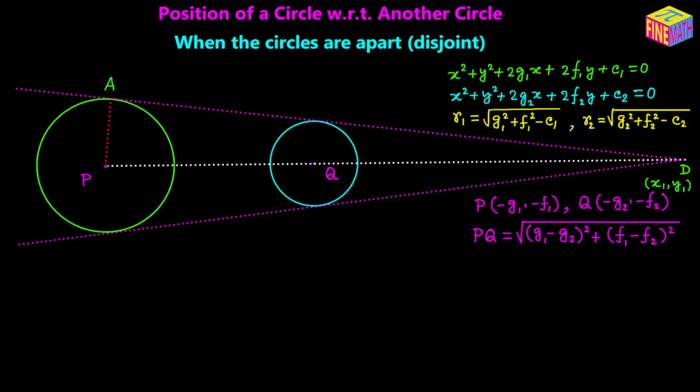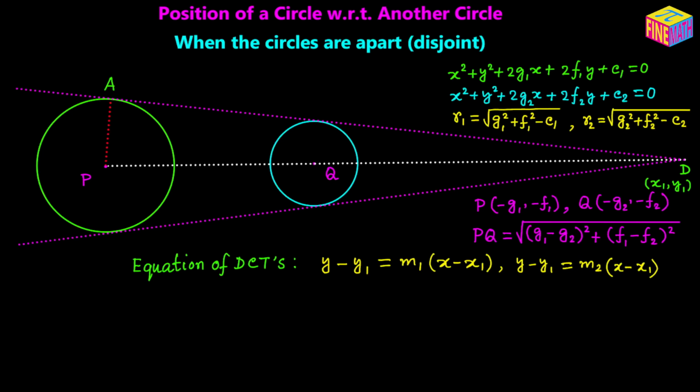Next, we are going to try and find the equation of the direct common tangents. Let's suppose the equations of the direct common tangents are like this: y minus y sub 1 is equal to m sub 1 times x minus x sub 1, and the other one would be y minus y sub 1 is equal to m sub 2 times x minus x sub 1. As you can see, the slope of the two direct common tangents will be different. So I am indicating one slope to be m sub 1 and another one to be m sub 2. And both of them go through the point D, whose coordinates are x sub 1 comma y sub 1. We have already calculated the values of x sub 1 and y sub 1.